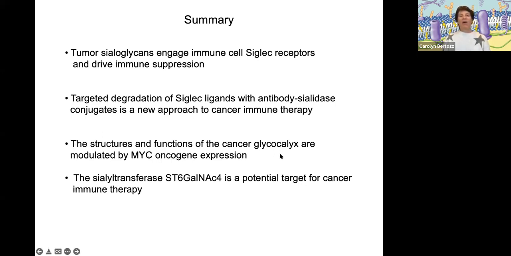Then I showed you how probing MYC oncogene consequences on cell surface glycosylation led us to identify the disialyl T glycoform of mucins like CD43 as important players, particularly in Siglec-7 biology. And that led us to identify ST6-GalNAc4 as a potential target for cancer immune therapy in the form of a small molecule inhibitor. And that's what the future holds.